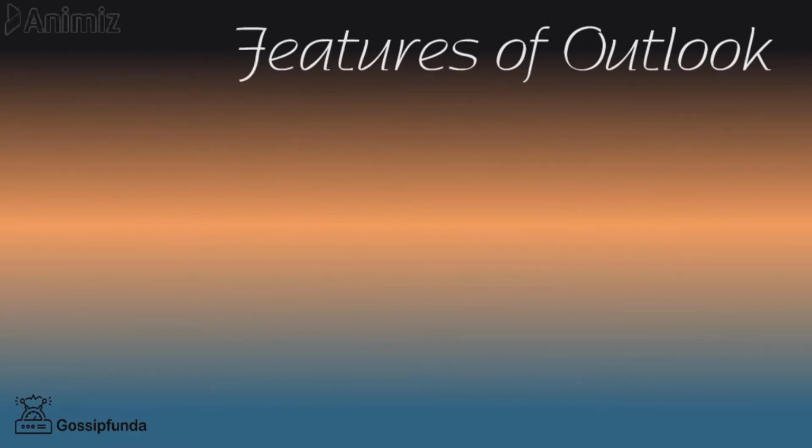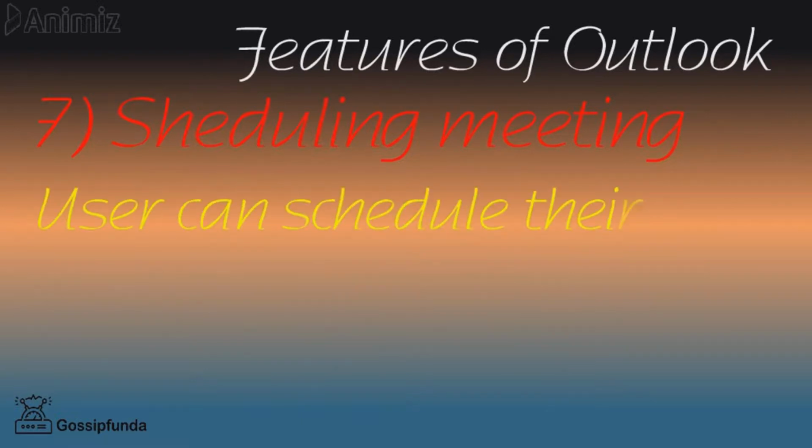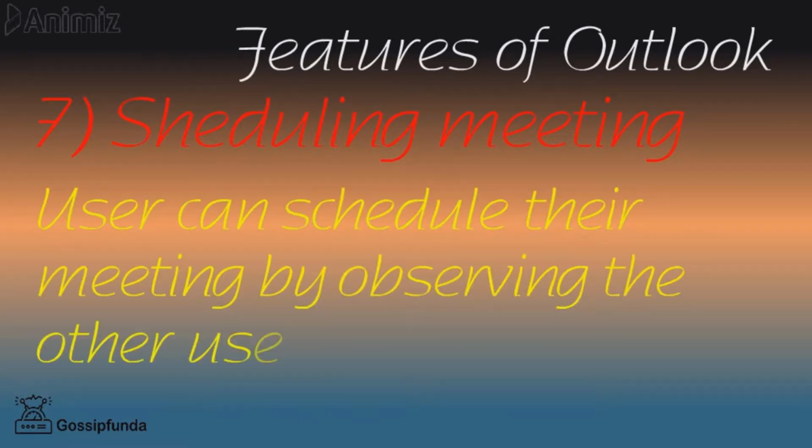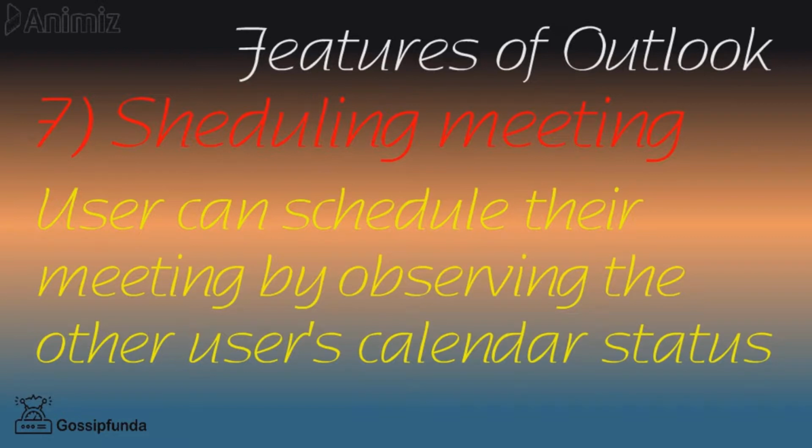Last but not the least, scheduling the meeting. Here, the user can schedule their meeting by observing the other user's calendar status. Even the user can personally make the calendar status busy if required.